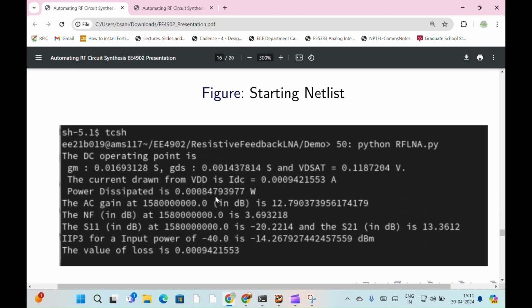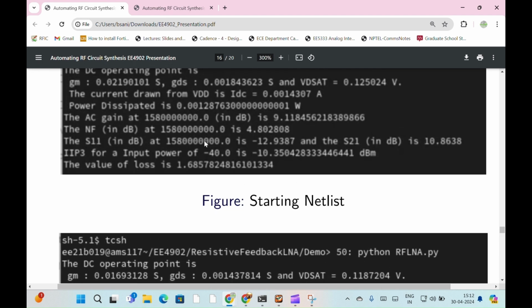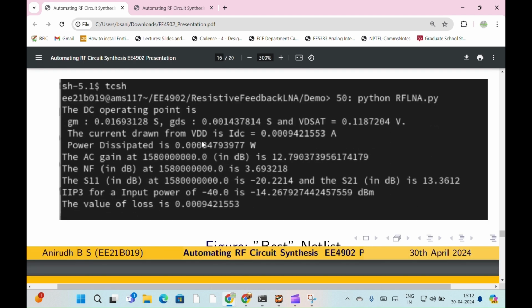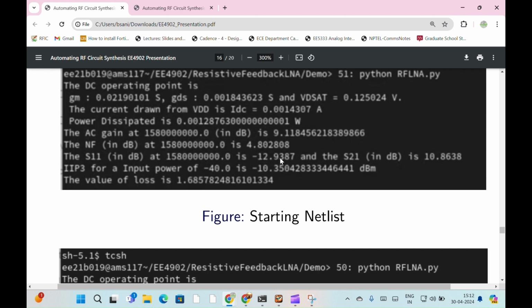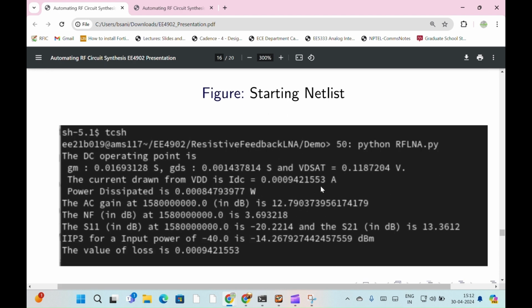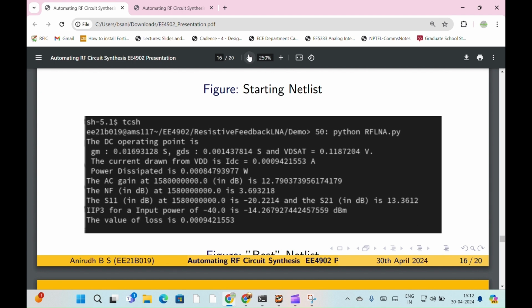In this case, while running the code, there has been higher weight given to the power dissipation. So thus you can see the power dissipation has gone down from 1.28 milliwatt to 0.8 milliwatt. The AC gain has gone from 9.11 dB to 12.79 dB. The noise figure has gone down to 3.69 dB. The S11 now is minus 20 dB and the IIP3 is minus 14.26 dB, and the loss is extremely low, 0.000942. This is the best performing netlist.